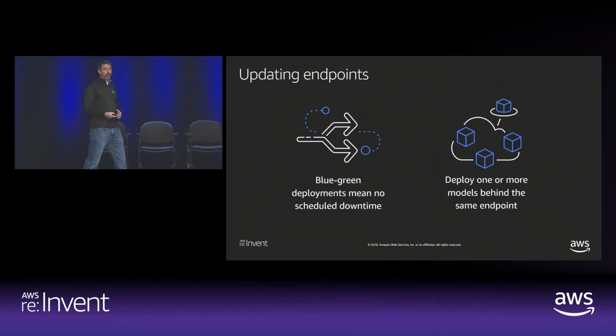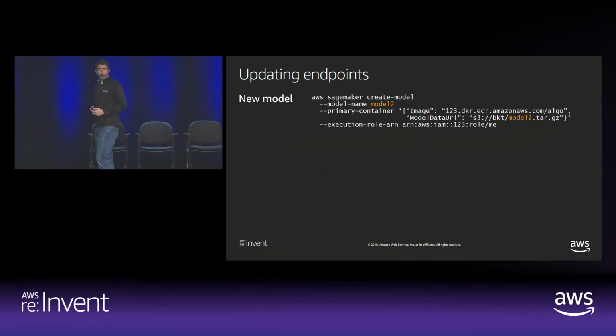So we use blue-green deployments, which means you don't have any scheduled downtime. When you update a SageMaker endpoint, you can be sure that you're not going to lose traffic because you have to take your endpoint out of service and then put it back in service with the new model. No, we handle all that behind the scenes for you with a blue-green deployment. You can also deploy multiple models behind the same endpoint. We'll talk a little bit about that in the reduced risk deployment section as well.